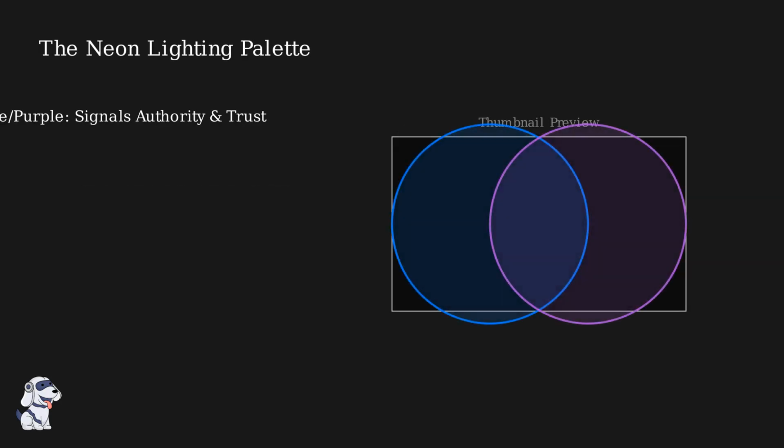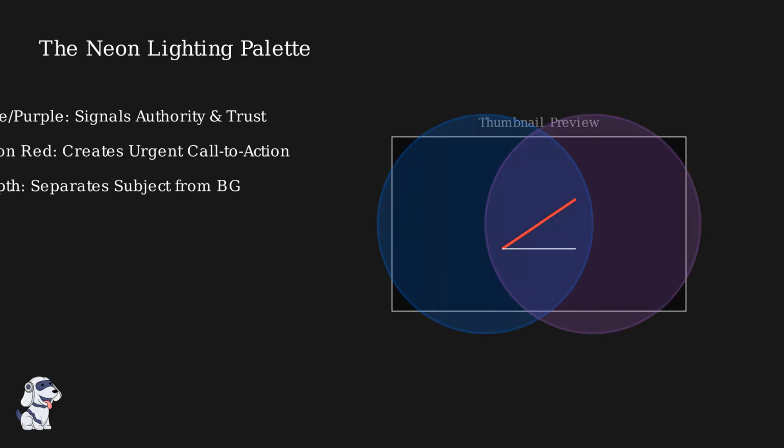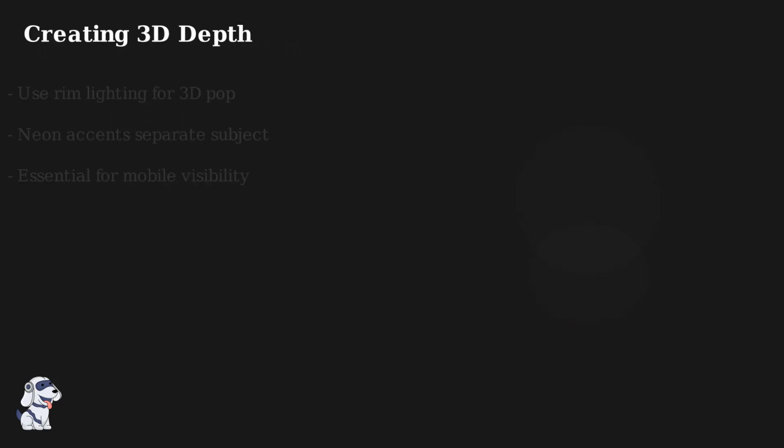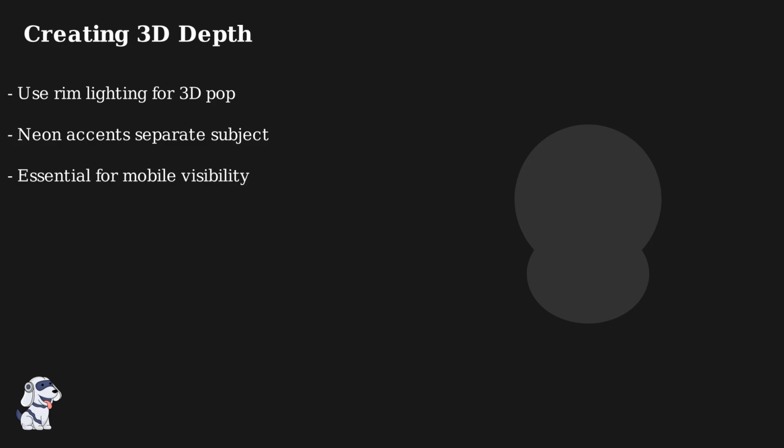To master thumbnail design in 2026, we utilize a strategic neon lighting palette. Blue and purple tones are your foundation, signaling authority, creativity, and trust to the viewer. When you need to trigger an immediate emotional response, introduce neon red accents. Use these specifically on critical focal points like growth charts or notification icons to induce a sense of urgency. These light sources also provide 3D depth, physically separating your subject from the background to ensure your thumbnail pops on high DPI mobile screens.